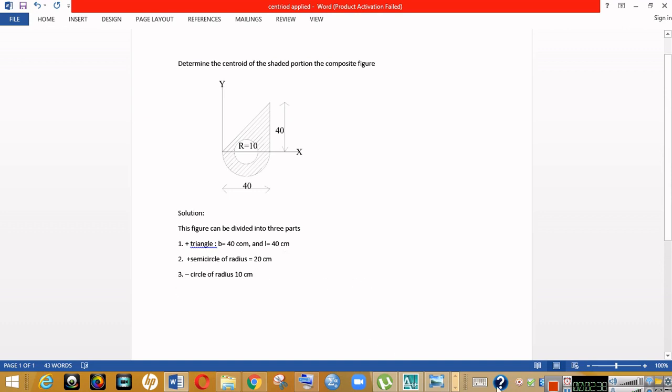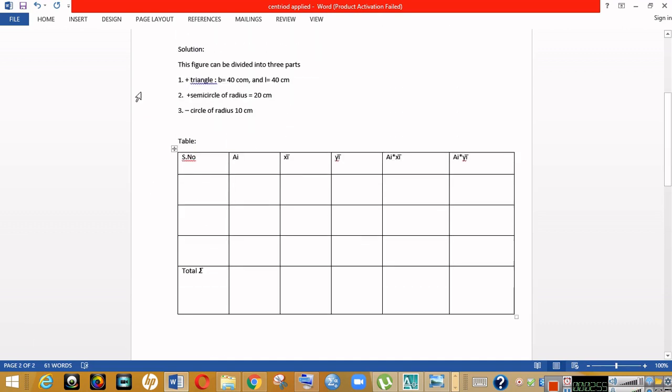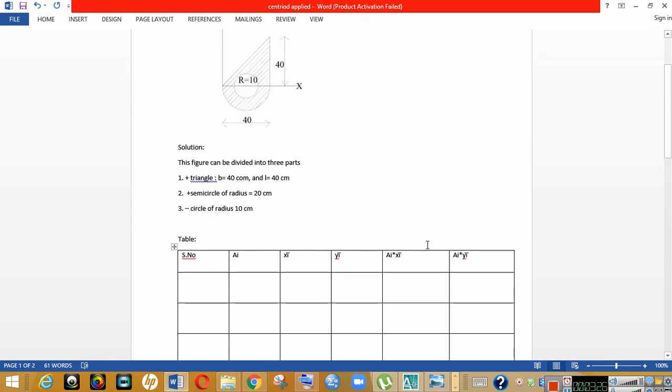Now we will plot a table. We will make a table here, and we will work according to the table. The table comprises the serial number, the area of the individual figures, xi, the centroid of the individual figures in the x direction, and yi, the centroid of the individual figures in the y direction. This is ai. Ai xi is the product of the individual area and the individual centroid in the x direction. Ai yi is the product of the individual area and the centroid in the y direction. So I made a table here.